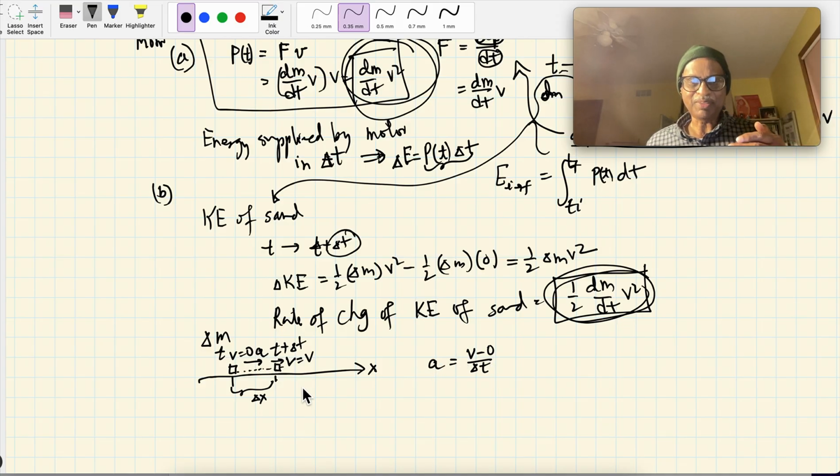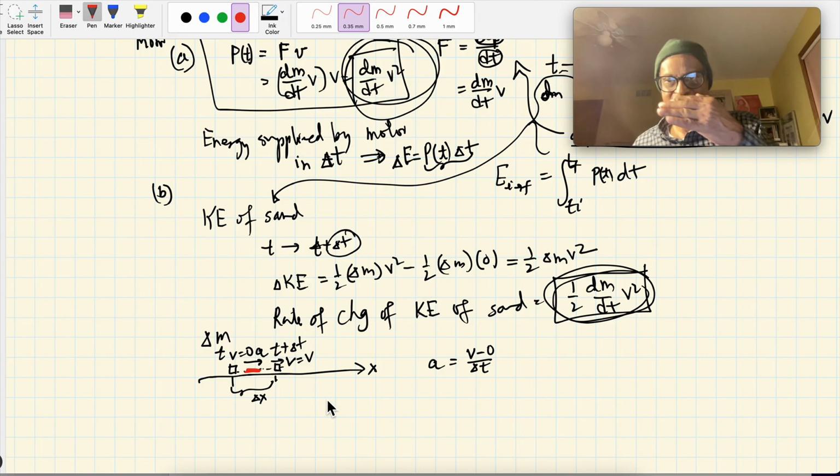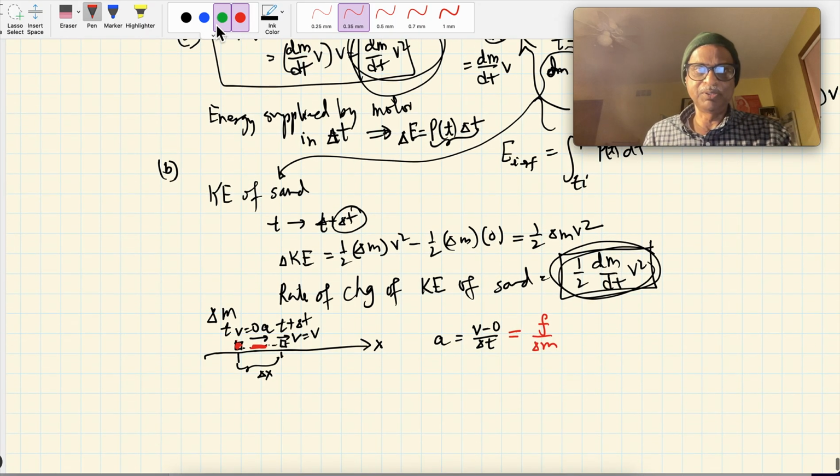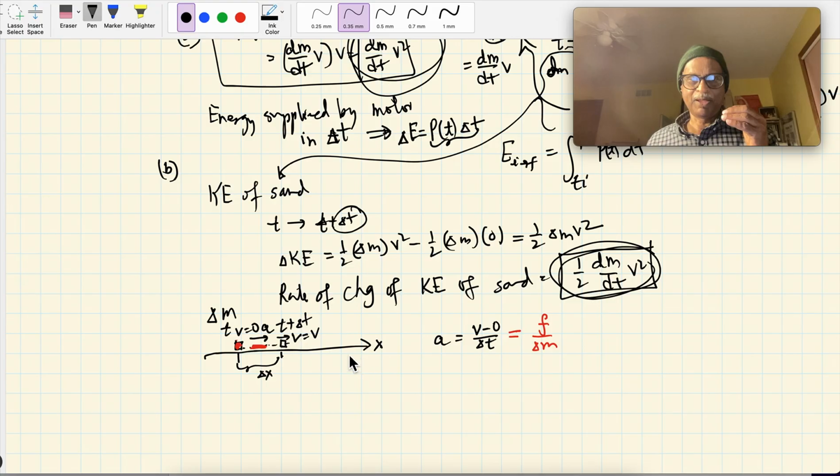And it was the same as there is some frictional force here, right? A frictional force which is trying to slide it. So this is the same thing, frictional force over delta m. This is delta m. So you can write either way.